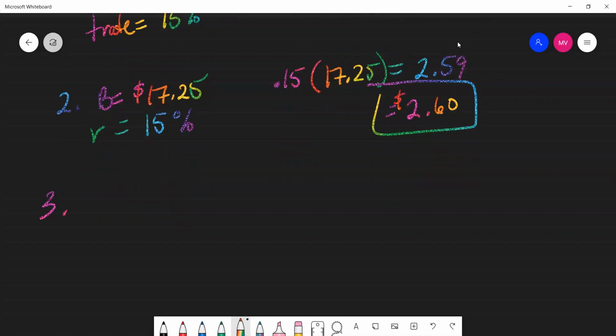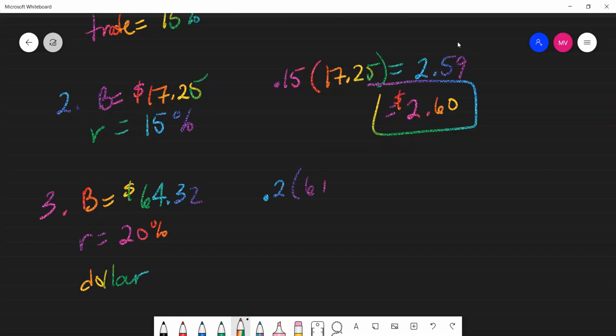All right, number three, they've given us a bill of $64.32. We have a rate of 20%, and we round it up to the next whole dollar. So 20% is 0.2 times 64.32, which equals $12.864. So $12.86. Rounded up to the nearest dollar is a tip of $13.